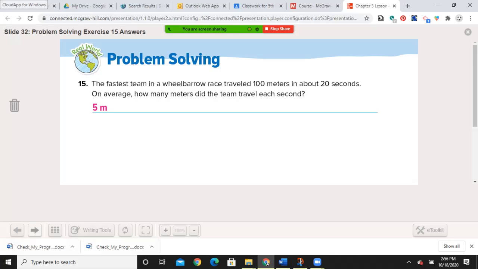Fastest team in a wheelbarrow race traveled 100 meters in 20 seconds. So 100 divided by 20 was 5.